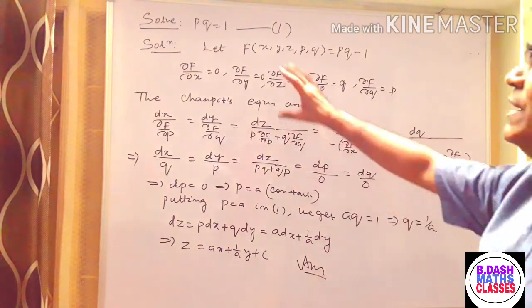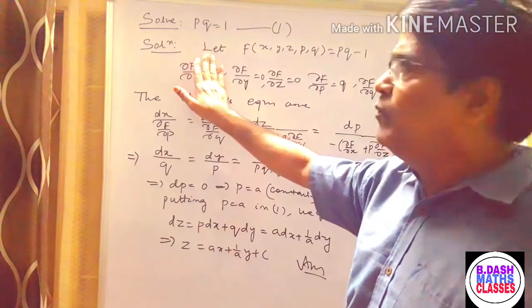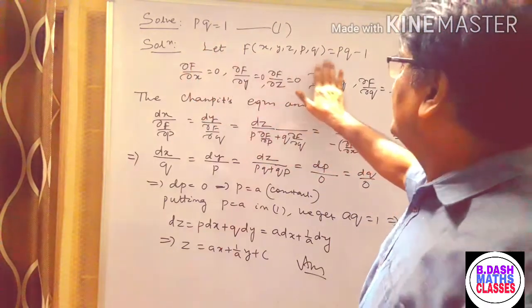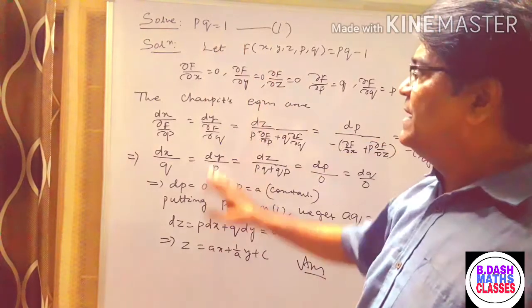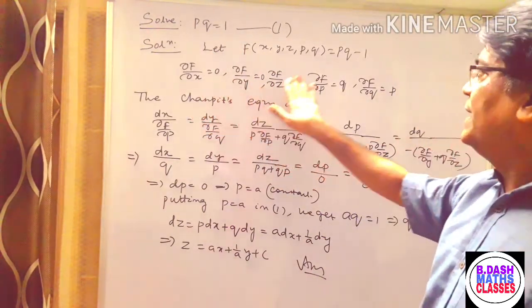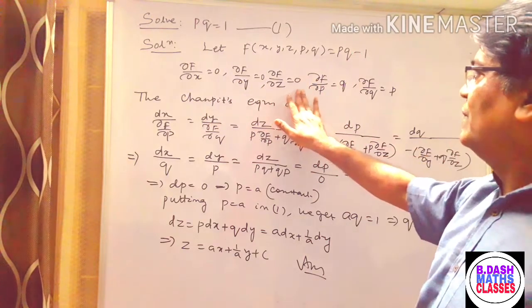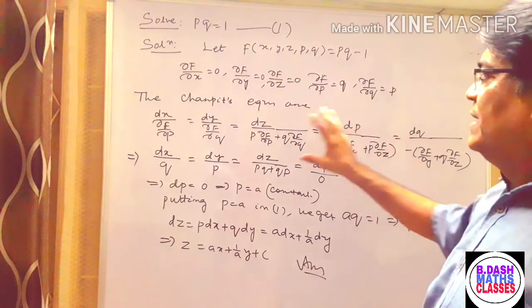What we have done: given pq is equal to 1, it is in standard form 1. Let f of x, y, z, p, q is equal to pq minus 1. We have to find the partial derivatives. Here del f by del x is 0, del f by del y is 0, del f by del z is 0, del f by del p is q, del f by del q is p.